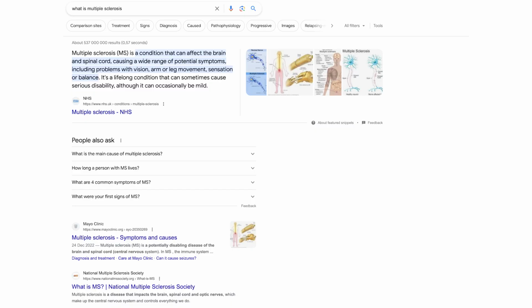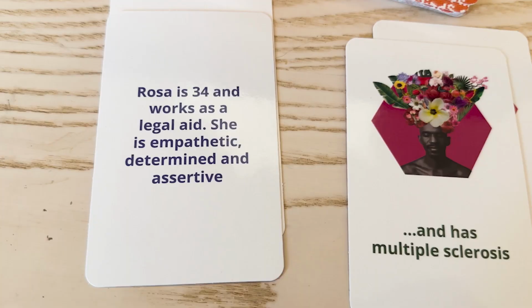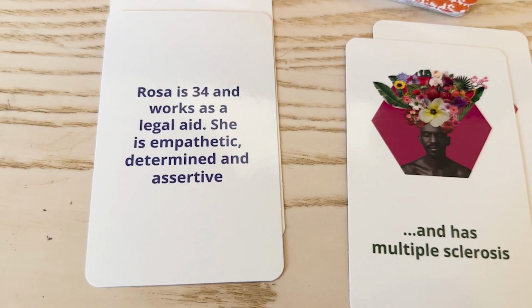So it says here that it's a chronic disease of the central nervous system. It says that it's unpredictable and that some people may only be mildly affected, while others lose the ability to see clearly, write, speak, or walk. I don't know what Rosa's experience is, but since she's a made-up person, we can decide. Let's say Rosa has some symptoms that affect her day-to-day life. Walking is more difficult, and she sometimes needs help reading documents in her job as a legal aid. We know that she is determined and assertive, so let's think about her experience at the beach.